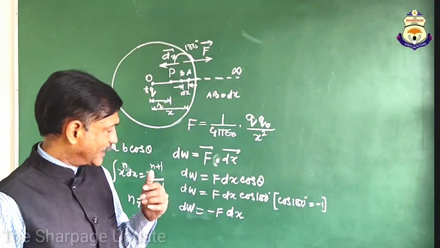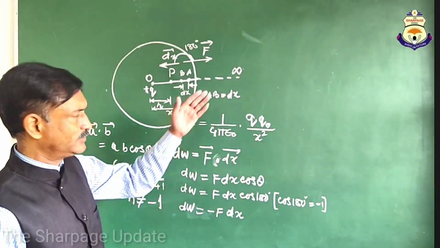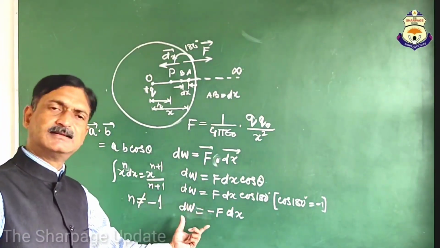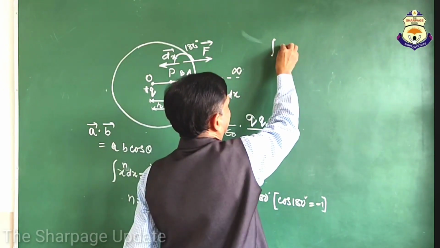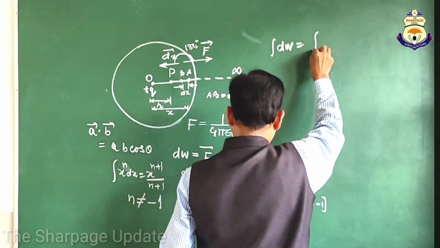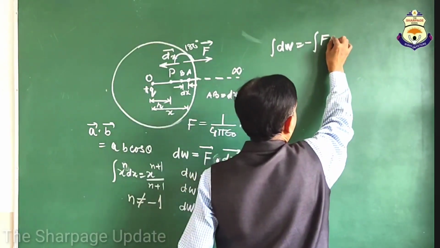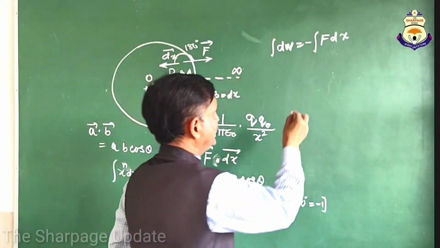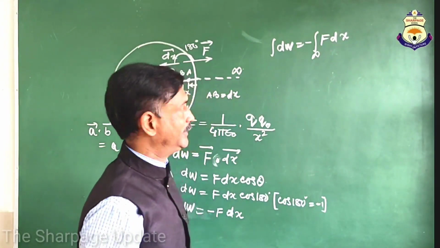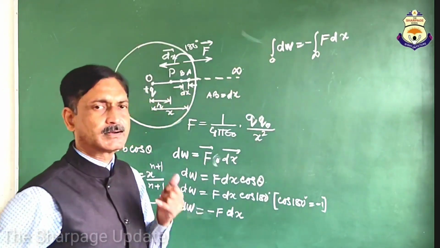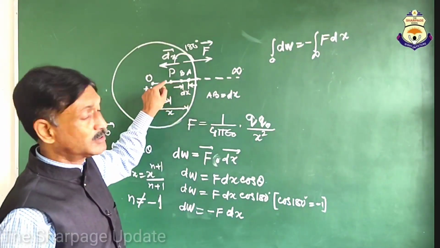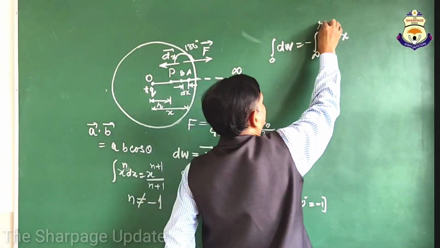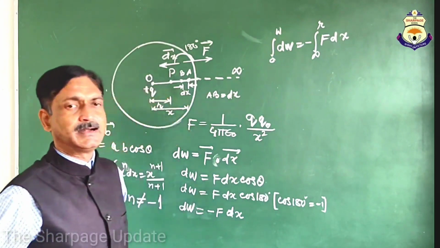So, for calculating the total amount of work done in bringing a unit positive charge from infinity to the point P, we have to integrate this relation. It means W equal to integration of F dx, and the limits will be: when the charge is at infinity, then there is no amount of work done. And when the charge is at point P, means at distance R from charge Q, then the amount of work done is taken as W.